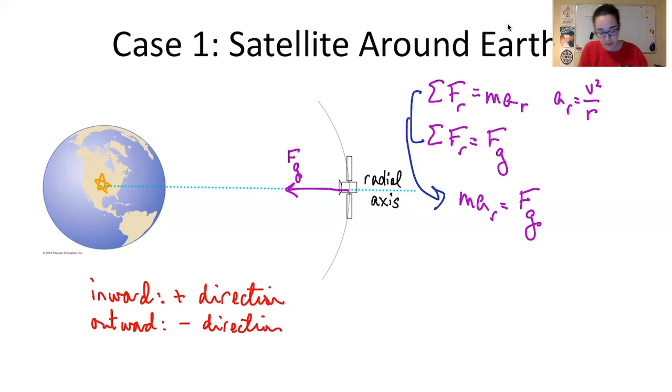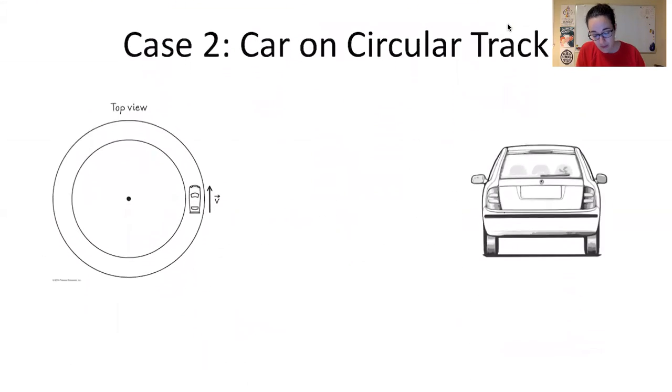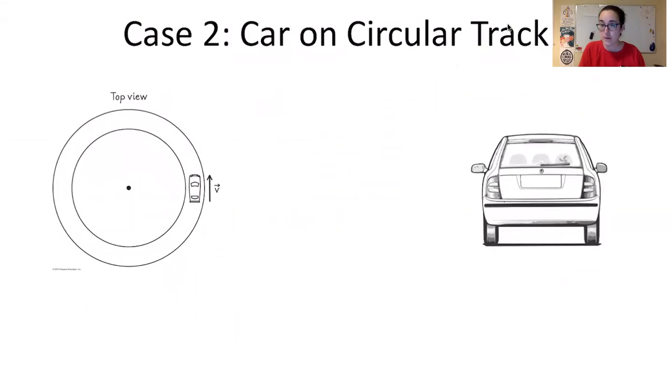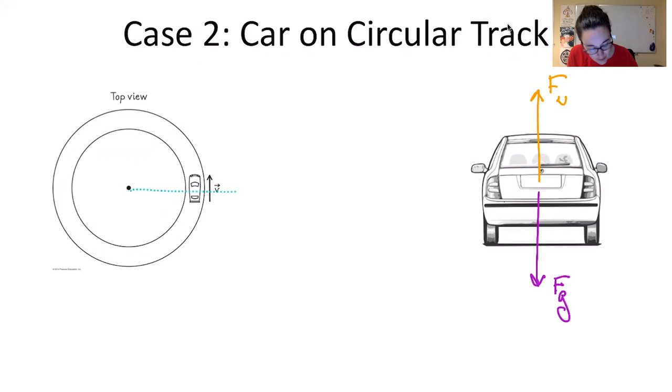Okay, so case 2, where we left off, was a car going around a circular track. Now for this car, it also has a gravitational force. It's straight down. And it has a normal force straight up. Neither of those provide centripetal forces, since neither of them have a component along the radial axis here. Only the static friction force has a radial component.